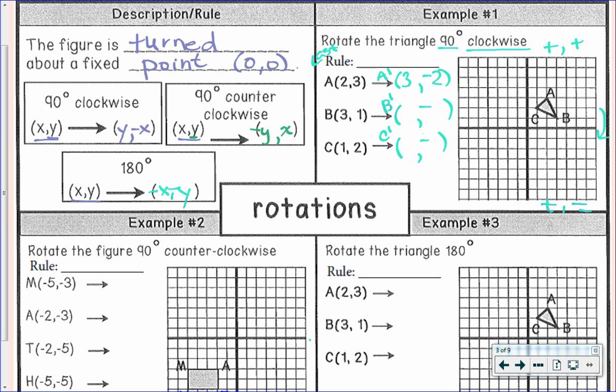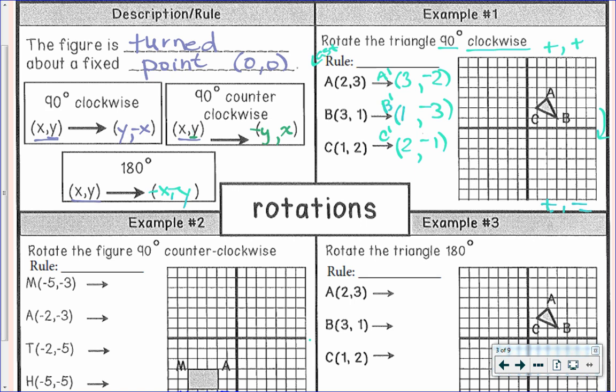Right next door, 90 degrees. So your points are also going to go next door, right? They're going to switch. So what's B prime? One, negative three. Not bad, right? Okay. What about C? C prime is now? Two, negative one. You got it. Are we good? Okay.